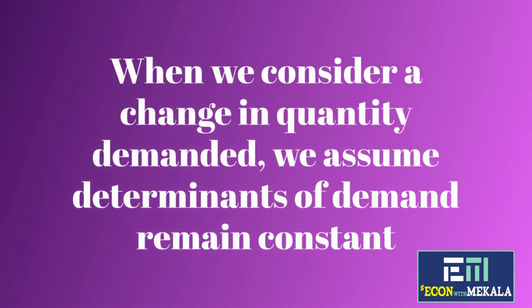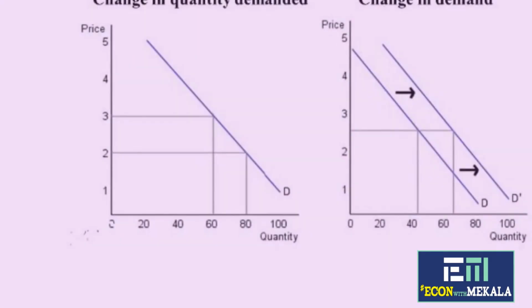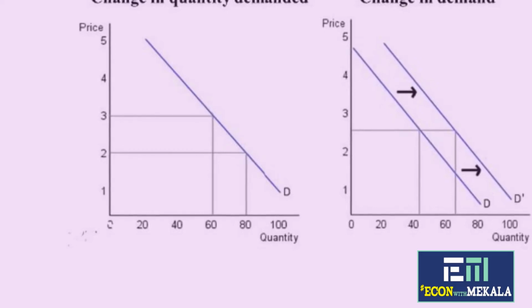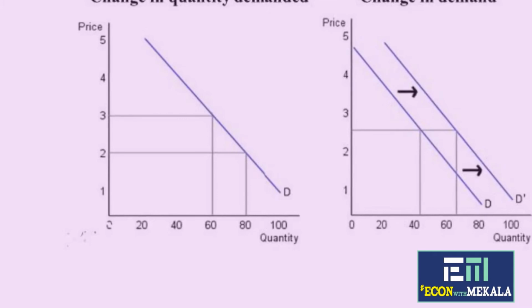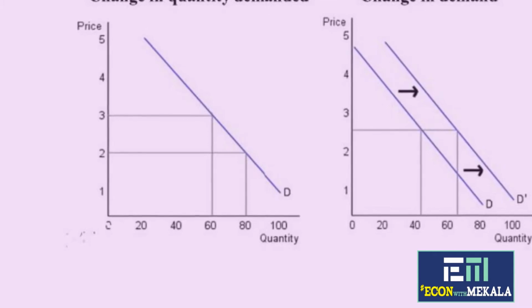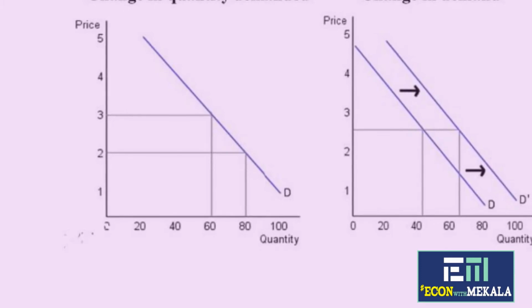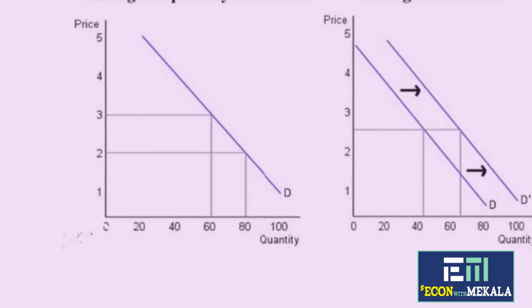When we are considering a change in quantity demanded, there are other factors affecting demand for a product. So we assume all these other determinants are remaining constant. Therefore, we are considering only the changes in price. If you look at the graph on your left, it shows a change in quantity demanded. So the demand curve is not shifting anywhere, but there is a movement along the demand curve. If you look at the second graph, that shows a change in demand. You can see the demand curve itself has shifted from D to D1.